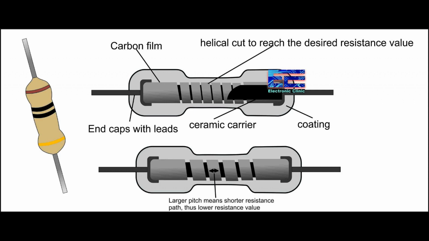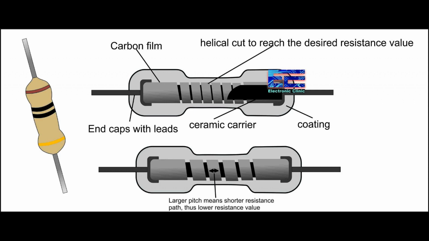Power rating, also known as wattage rating, is a crucial specification for resistors and other electronic components. It indicates the maximum amount of electrical power that a resistor can safely dissipate in the form of heat without exceeding its temperature limits. Power rating is typically expressed in watts, W, and is an essential consideration when selecting a resistor for a specific application. Here's a more detailed explanation of power rating for resistors.